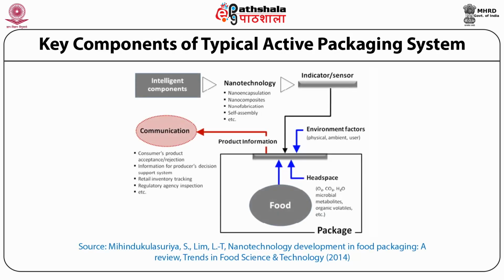The figure here shows the key components of a typical active packaging film. On the lower right is a food which is packaged in a food packaging material having a headspace. The horizontal gray line that is seen shows an indicator, which communicates with the consumer. What this indicator holds is nano-encapsulated or nanocomposite-containing material, which will indicate the freshness of a product to the consumer. This will be understood more clearly in the examples that will follow.